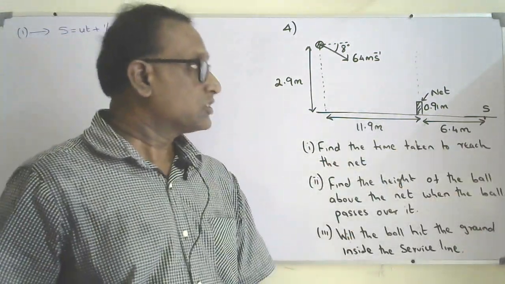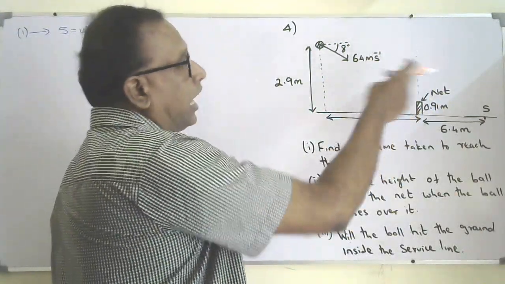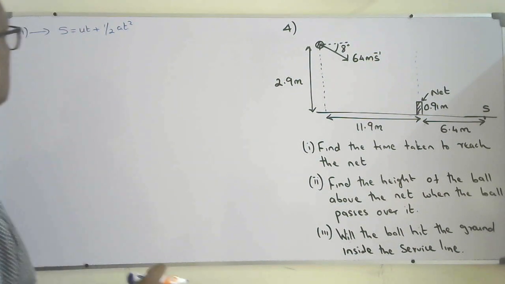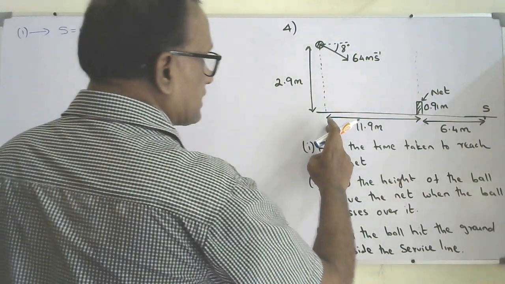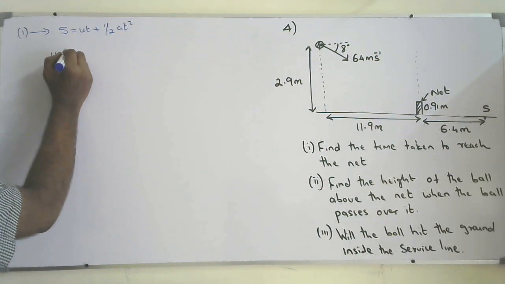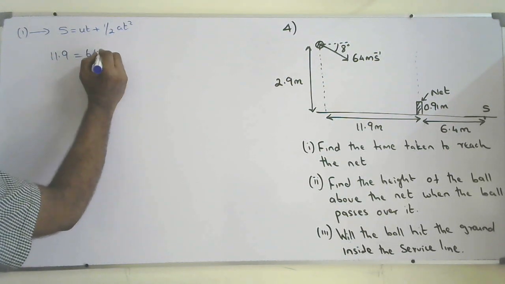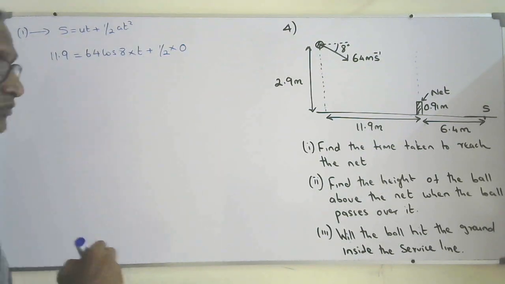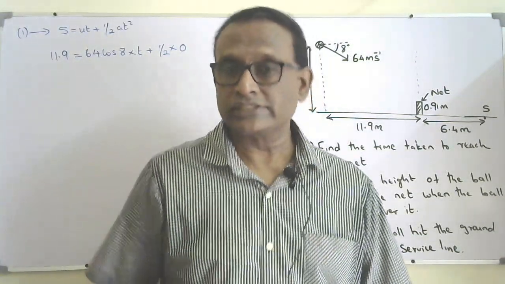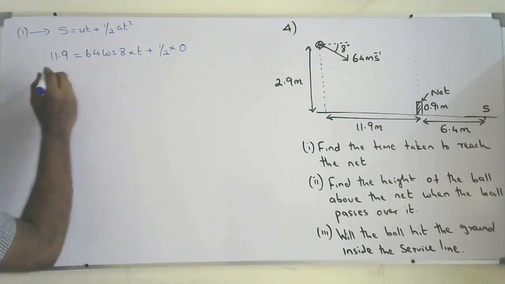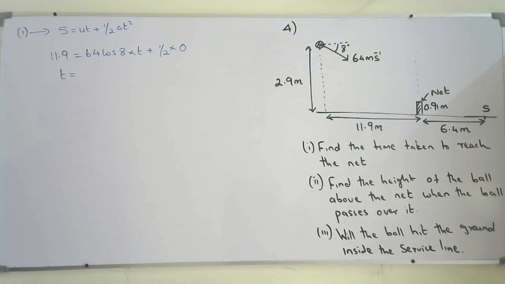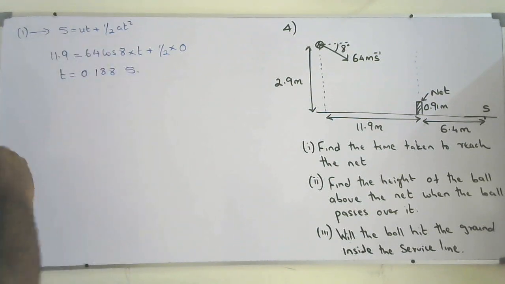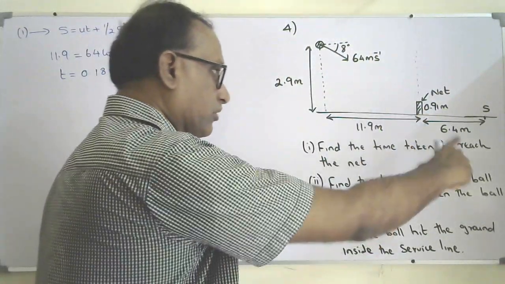I wrote the question shortly. It's not hitting the net, it's passing over the net, but how long does it take to reach the position of the vertical line, the vertical alignment of the net? That's the question, right? s = ut + half at squared. The net is at a distance of 11.9 meters horizontally. So 11.9 = 64 cos 8 × t, plus, horizontally there's no acceleration, no drag force. So the time is 11.9 divided by 64 cos 8, that will be 0.188 seconds. So that's the time taken by the ball to pass over the net. That's the meaning of it.